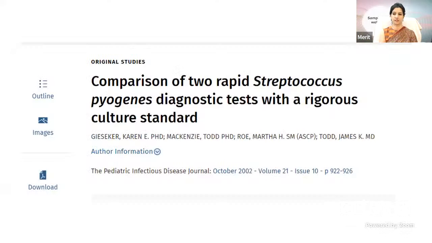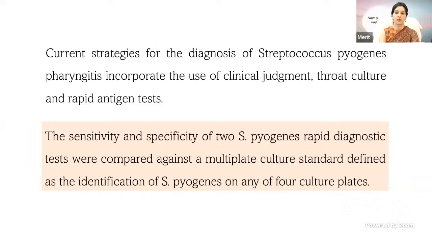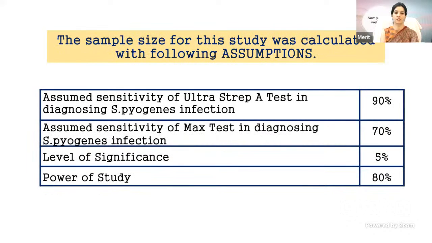Now it's your time to practice. Suppose you are comparing two rapid Streptococcus pyogenes diagnostic tests with the rigorous culture standard. The gold standard is the culture standard, and the two diagnostic tests are your index test 1 and index test 2. The current strategy for the diagnosis of Streptococcus pyogenes pharyngitis incorporates the use of clinical judgment, throat culture and rapid antigen tests. There are two rapid antigen tests that were compared using this multiple culture standard, defined as the identification of Strep pyogenes from the 4 culture plates. For the sample size of this study, you have to calculate using the assumed sensitivity of the Strep A test, that is 90%, and the assumed sensitivity of the other test, which is 70%. So please calculate.